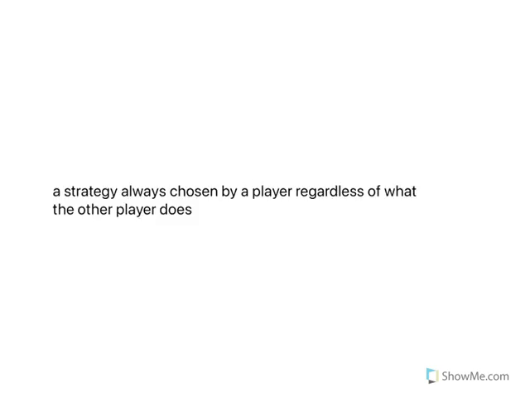So what is a dominant strategy? It's a strategy always chosen by a player regardless of what the other player does. Okay, so it doesn't matter what the other player's doing, you're doing the same thing every single time. And so the trick is, how can we find a player's dominant strategy if they have one? Because remember, a player does not have to have a dominant strategy. They could have one, they could not have one. So let's figure it out and see if these two players do.